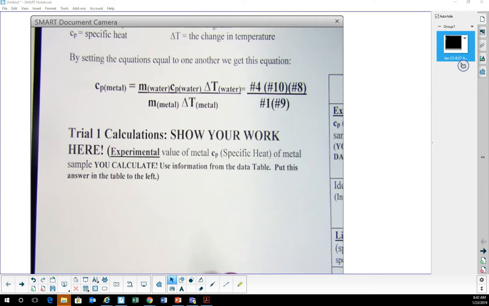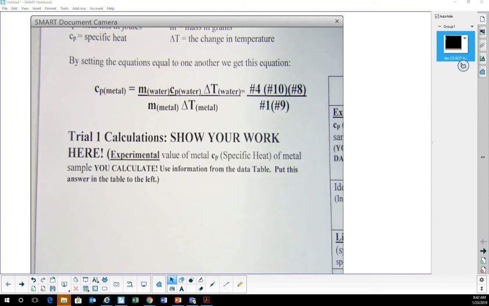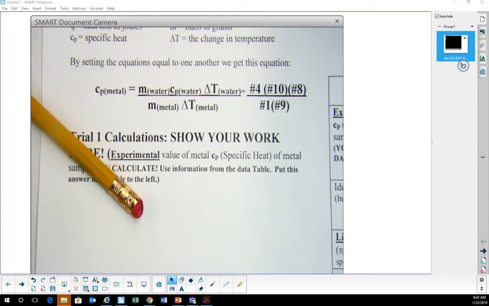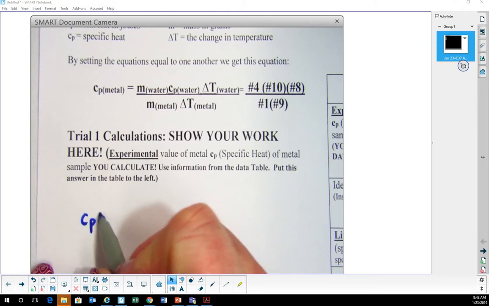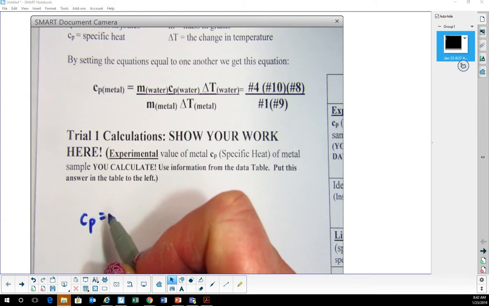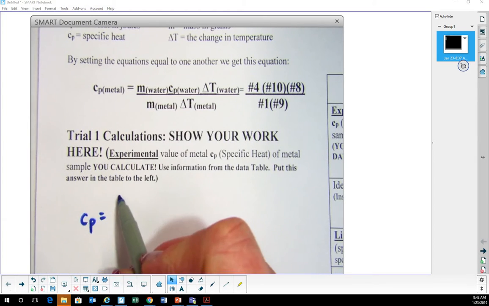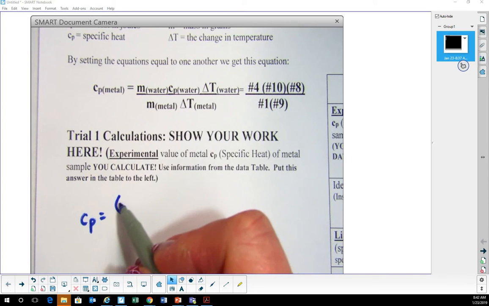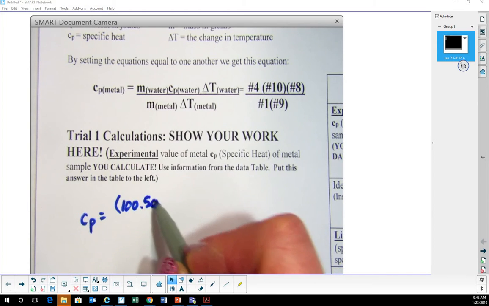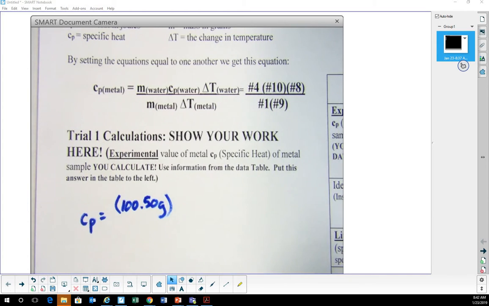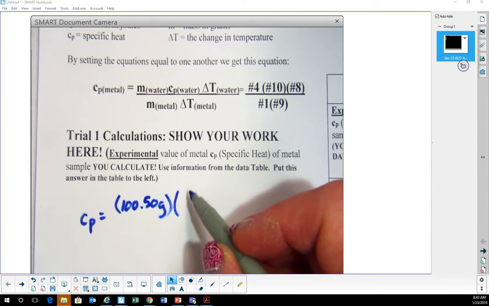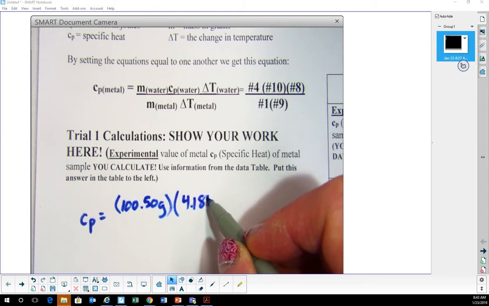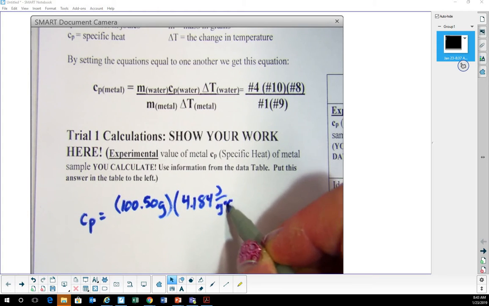So you're going to write Cp. And then you're going to go over to number 4, whatever you had for your mass of water in the cup. That should be about 100. So if I got 100.50 grams, that's what I put there, times the Cp of the water. That's number 10, and it's always 4.184 joules per gram degrees Celsius.